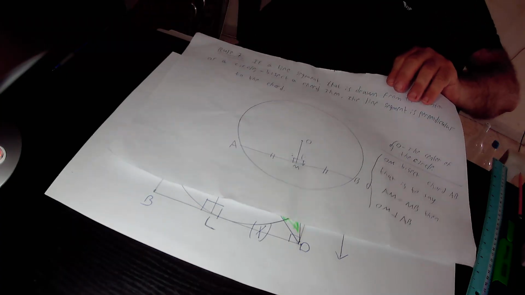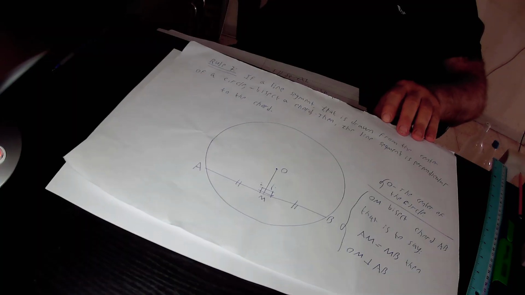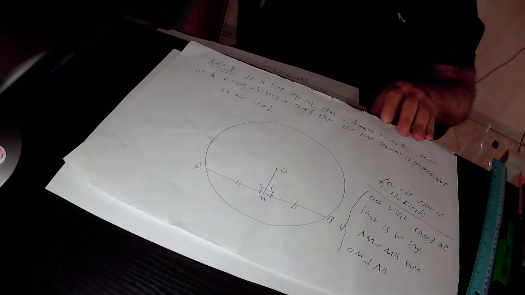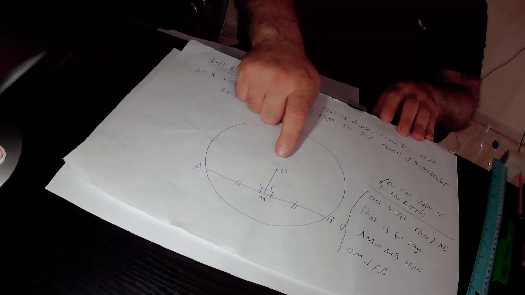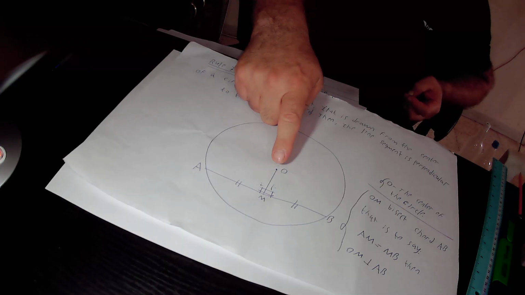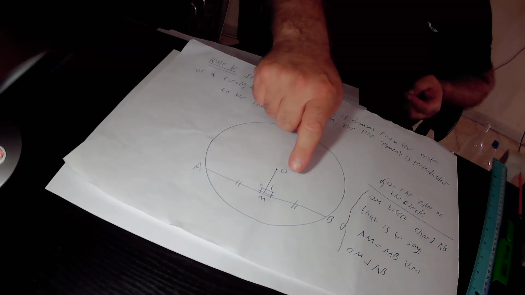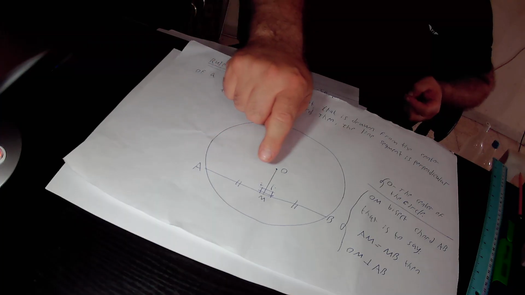According to rule 7, if a line segment that is drawn from the center of the circle bisects the chord, then the line segment will also be perpendicular to that chord. So in the drawing here, a circle, this is point O, the center of this circle. From the center, we have line segment OM that bisects chord AB. That is to say, MA equals MB.